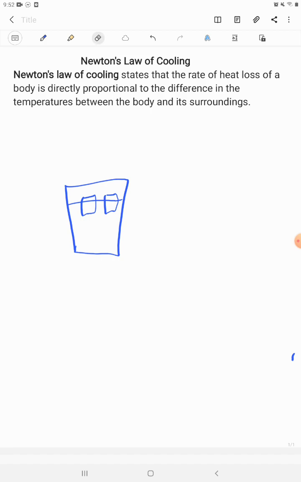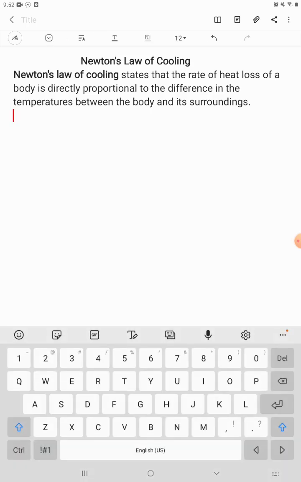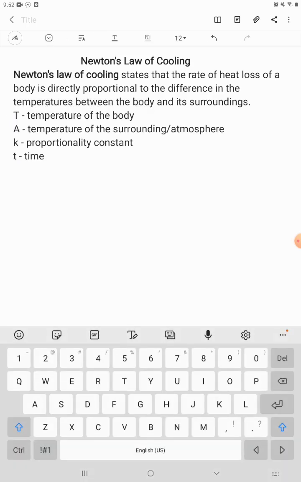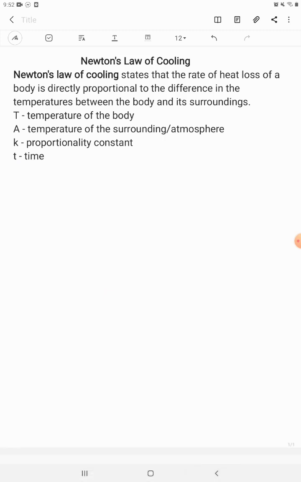All right. So, let the temperature of the body be T, and A the temperature of the surrounding or the atmosphere. Sometimes it's labeled as T sub S in some examples. And K is the proportionality constant, and t is the time, the small t is the time.